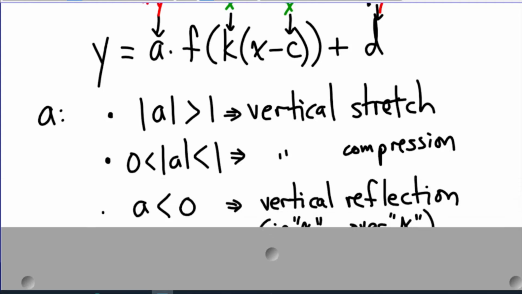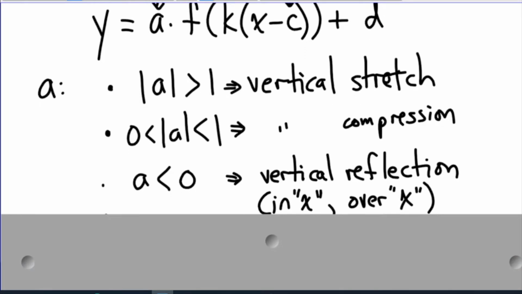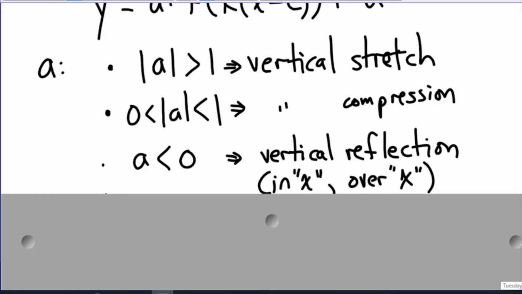And the last case would be what happens if a is smaller than 0. This would be a negative value for a, and as I've already mentioned, this is what's called a vertical reflection. So your graph is going to flip upside down vertically. In certain textbooks, you might see a reflection in x or over x. The "in x" has always been a little confusing for me, but the way I'm thinking of it is you're looking in a mirror. So if the x-axis is your mirror, your whole graph is flipping upside down vertically.